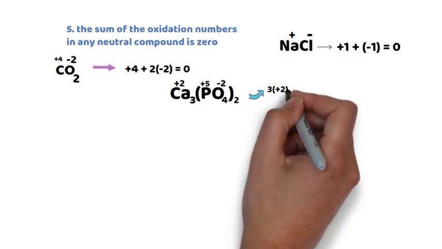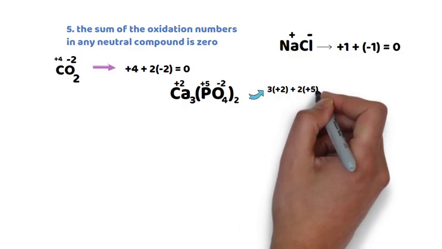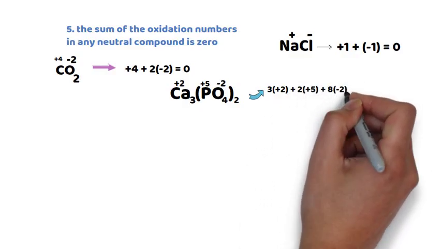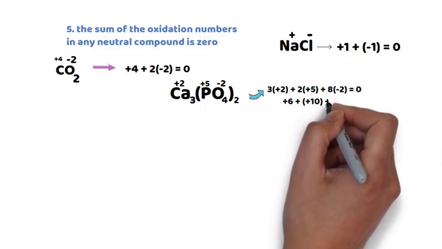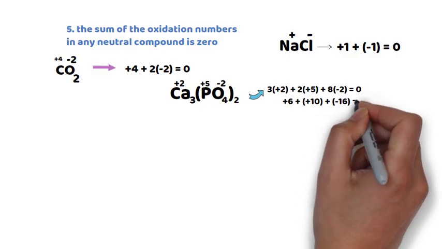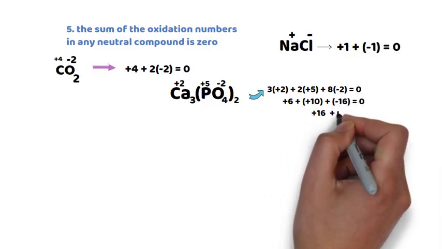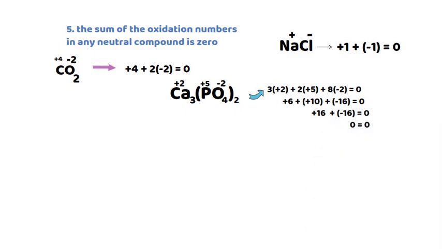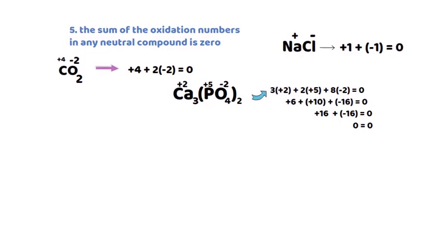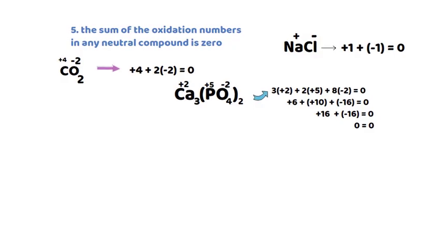Now, 3 calcium times +2, plus 2 phosphorus times +5, plus 8 oxygen times -2, equal to 0. That is 3 times 2 is +6, plus 2 times 5 is +10, plus 8 times -2 is -16. +6 plus 10 is +16, plus -16 equal to 0. 0 equal to 0.